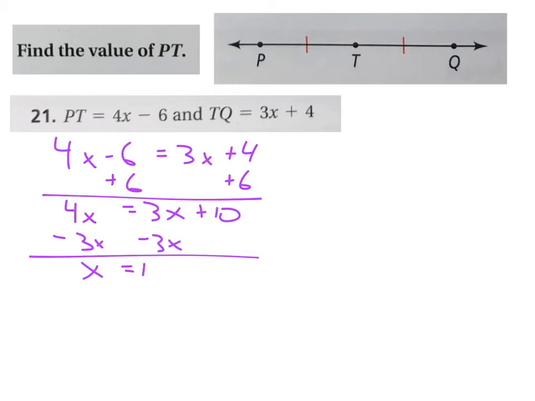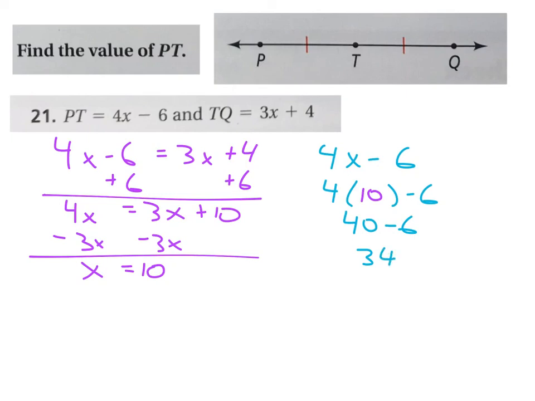That's not what the answer is, though, because they didn't ask us for the value of x. They asked us for the value of PT. So what we want to do is take what they gave us as the measure of PT, 4x minus 6, and substitute in for x the value that we know it to be, which is 10. Then when we solve it out, we get 40 minus 6, or 34, to be the value of PT. And I will box that because that's our answer.